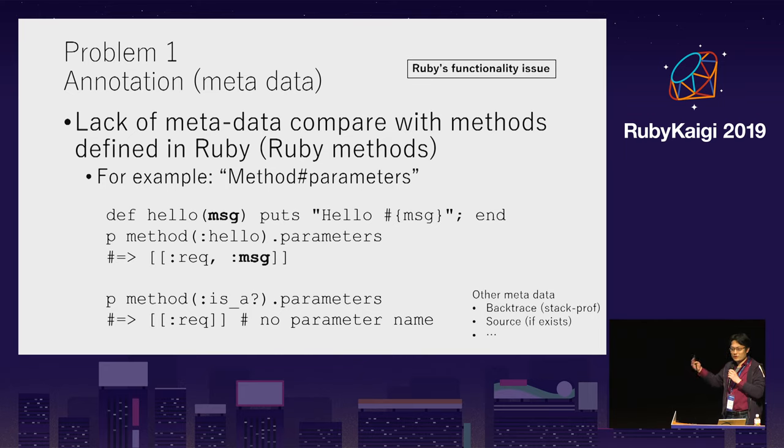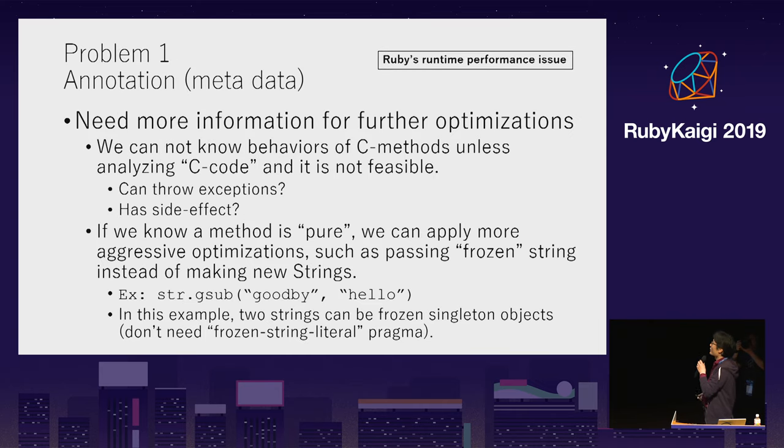Also, backtrace information is not available for C methods. For example, stackprof is a well-known performance profiler, but this tool can't show profiling scores for C methods because C methods don't have backtrace information. And this is also a problem for performance.